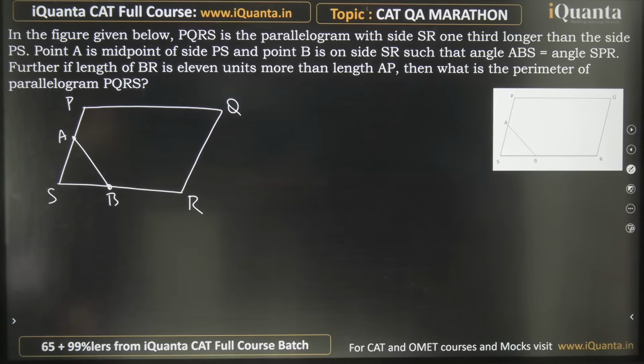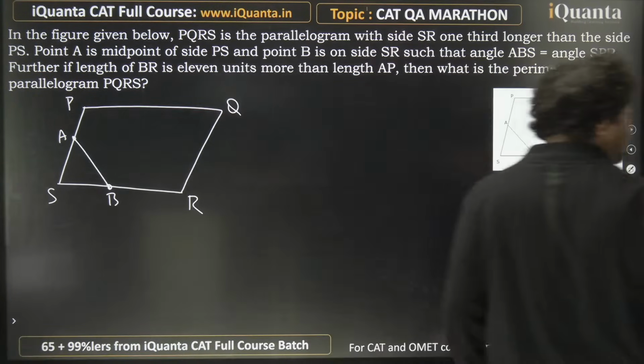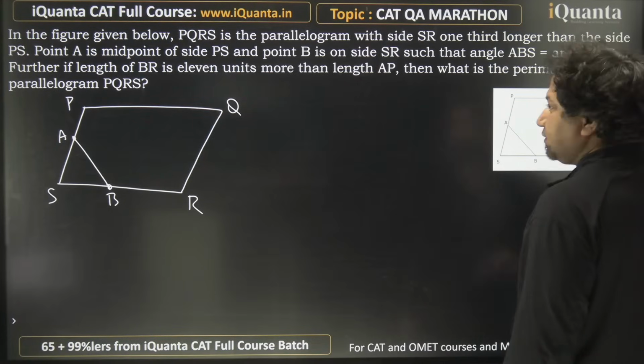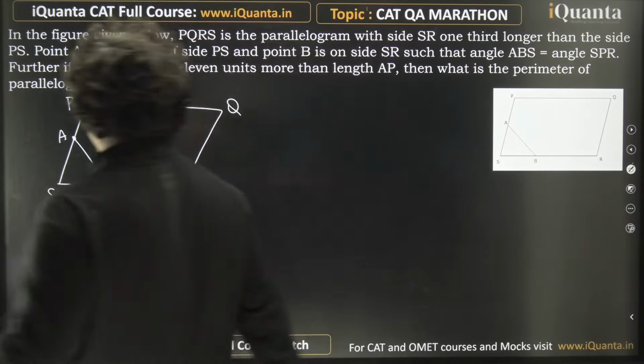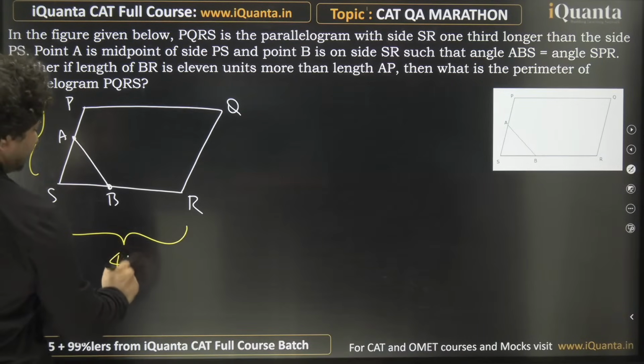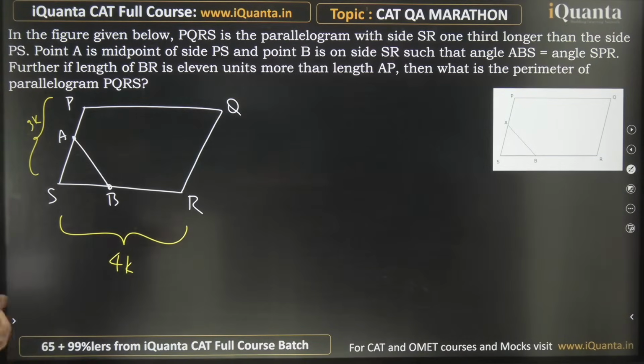Nobody's answering. What happened? Okay. By the way, by this time, all of us know one thing, that SR is 1/3 longer, so I can assume PS to be 3K and SR to be 4K. So all of you know that, right? 1/3 more, that is 3, this will be 4.